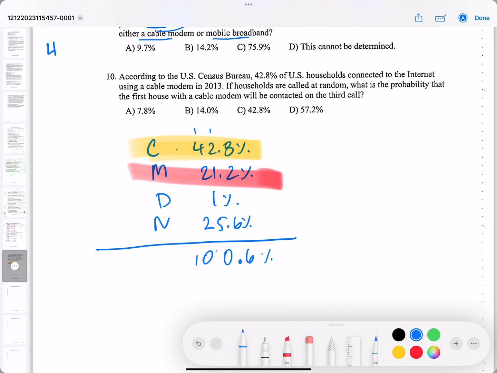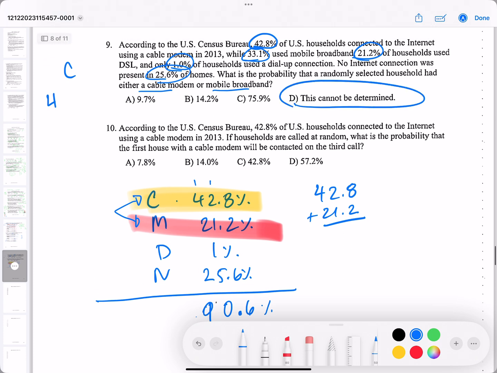Let me double check here. The problem is I have cable is here. So you would say maybe 42.8, and then you could say plus 21.2. But do I have any that have cable and mobile? If I do, I've double counted, and it would not be able to be determined because I don't know if they have two. Now, I would be tempted to say yes, I think they do. But the problem is when you add this up, sorry, not 100, it comes up to 90.6%. And since this comes up to 90.6%, I've got a missing percentage. I don't really know everything, so it can't be determined.